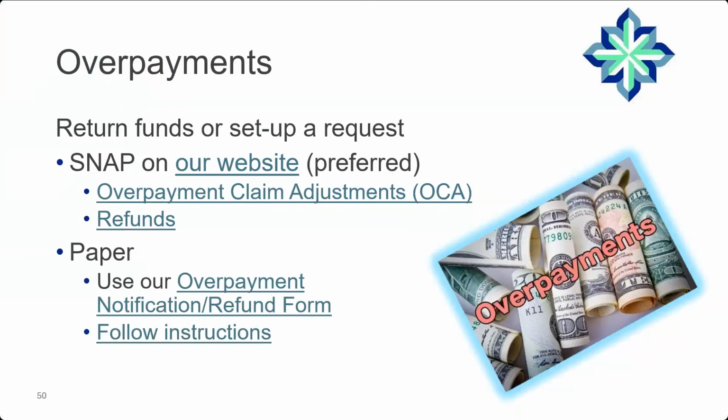Missing information or sending a check without an explanation as to what it's for are other reasons that can cause a delay. To avoid unnecessary holdups, consider using the refunds or overpayment claim adjustment features in SNAP. Again, SNAP is our provider portal. This allows fast and efficient processing of your overpayments and refunds to Medicare.